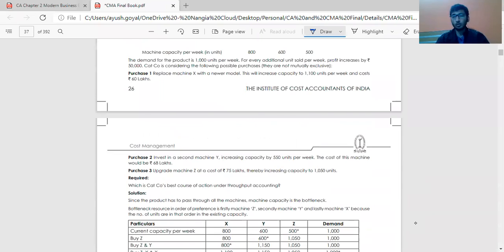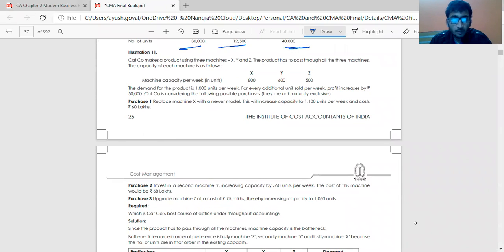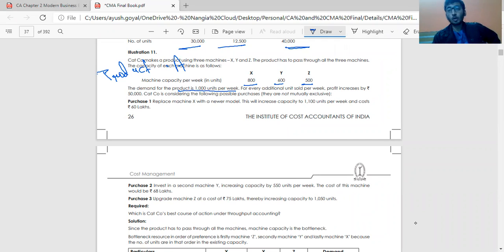Let me make you understand what question number 11 is. We are given that the maximum machine capacity is 800 units, 600 units, and 500 units. Suppose, let me give you the brief, there is a product A which we used to manufacture. Now, what happens with product A? Here it is given that we require 1,000 units of product A per week.